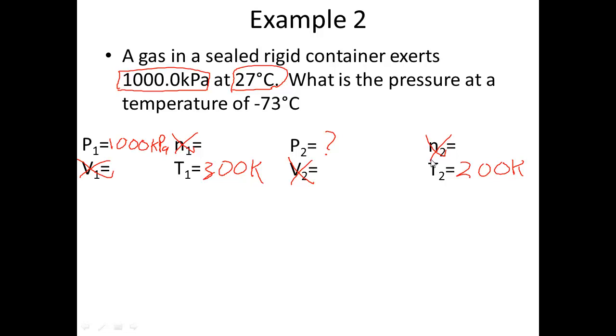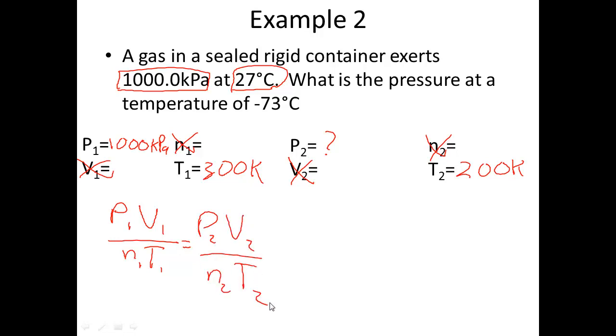So we got our combined gas law: P1 V1 over N1 T1 equals P2 V2 over N2 T2. What do we get rid of? N and V. No, we want to find P2. So we got to get rid of all these guys. And there we go, now we're ready to go. We got my gas law right here. P1 over T1 is equal to P2 over T2? Close. That is Gay-Lussac.